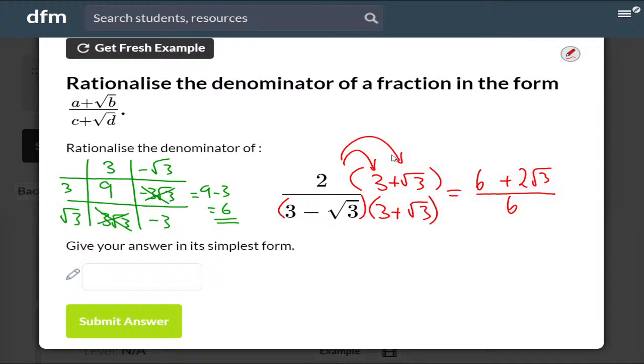So can I now do this? No, I can't, can I? Because I'd have to divide this by 6 as well. That makes sense? Yeah? It is a common mistake that people do, with x's as well. So 6 plus 2 root 3 all over 6, everything like that. That is the final answer. Okay, that's the final answer.